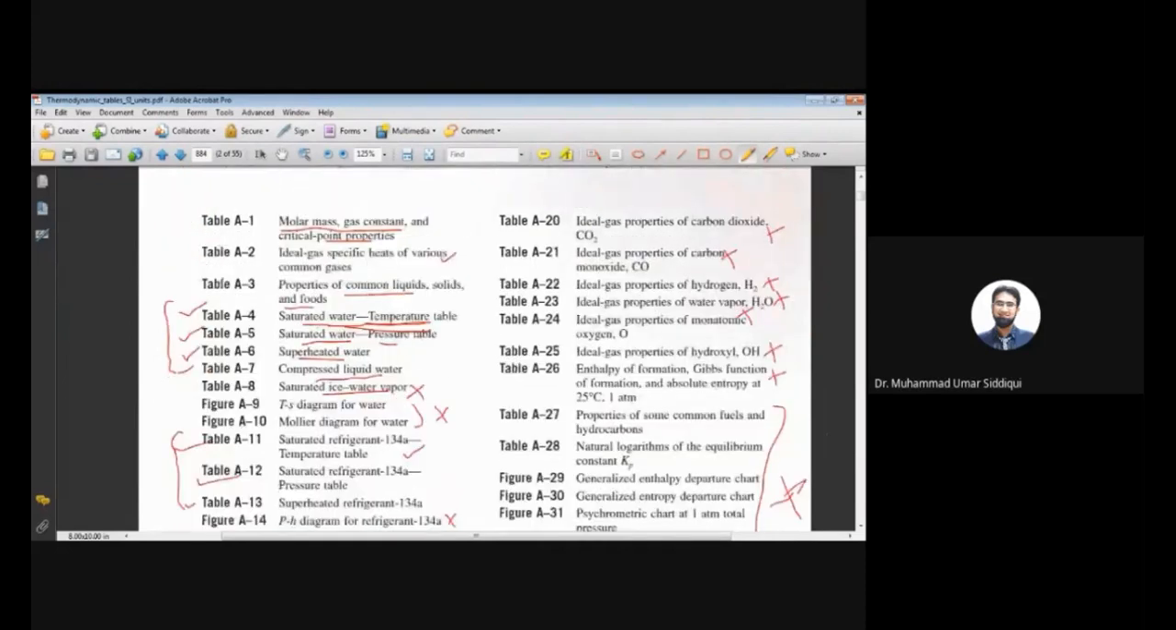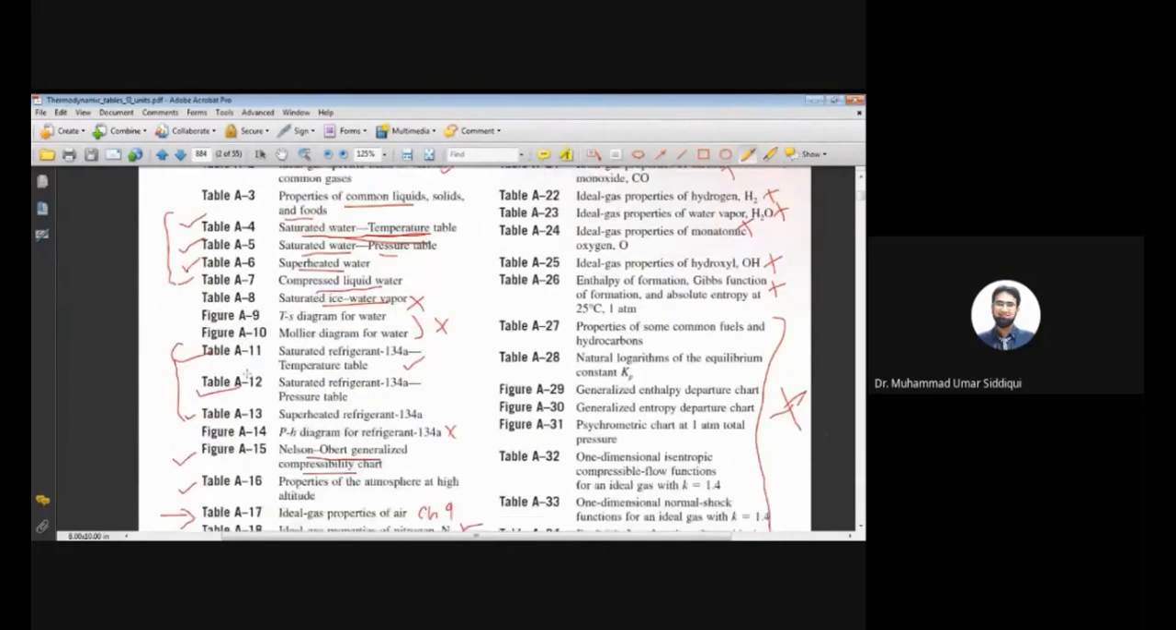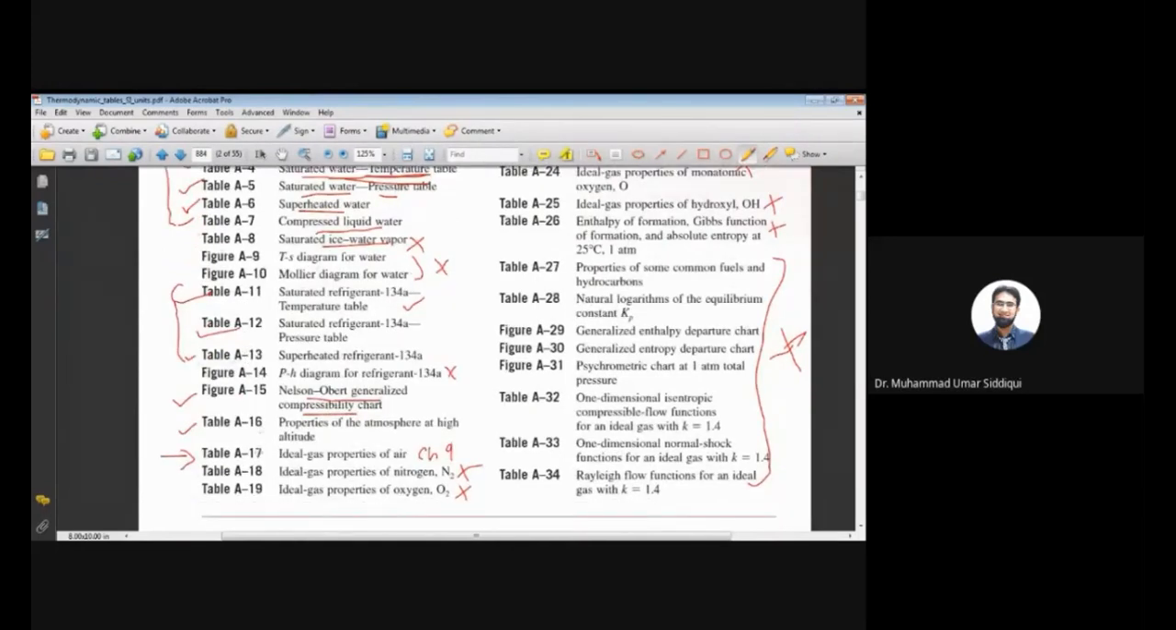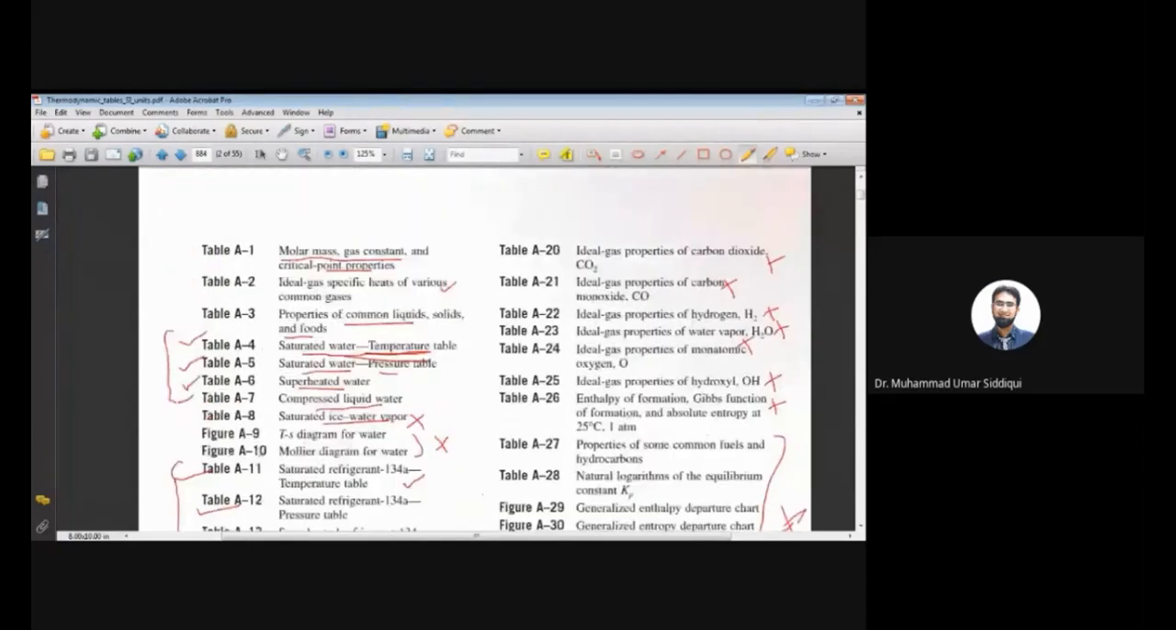Our focus will be only on these tables which I have mentioned: Table A1, A2, A3, A4, A5, A6, A7. Then we will have table A11, A12, A13. Then figure A15. Then table A17. So these are the tables which will be important for us throughout our course. We will be using these tables. The rest of the tables we are not going to use, since we are not going to cover those chapters.